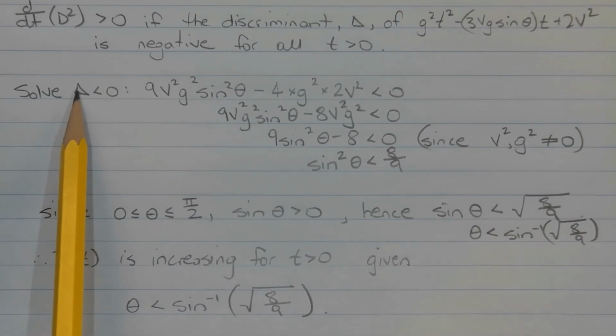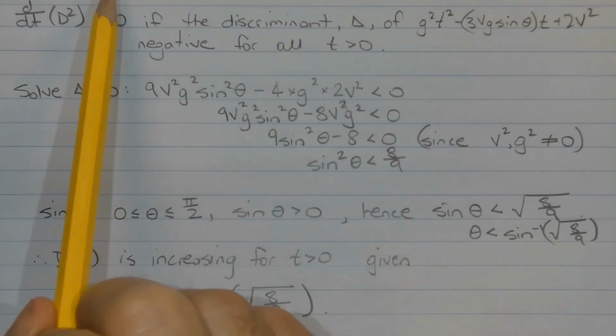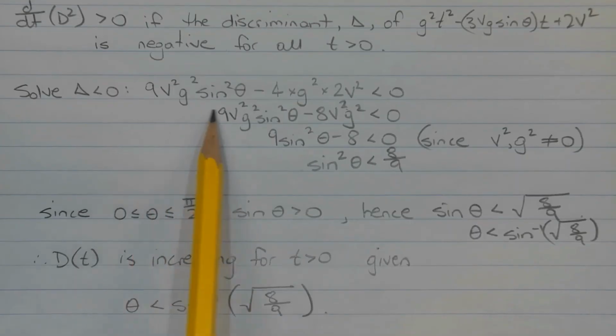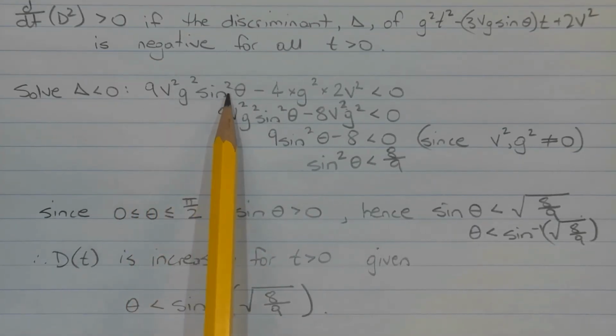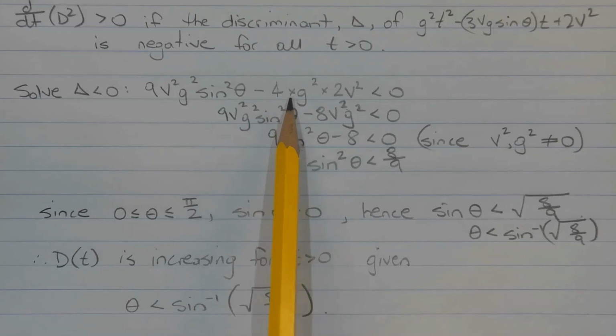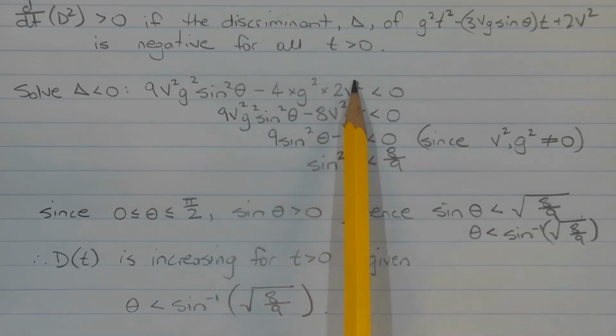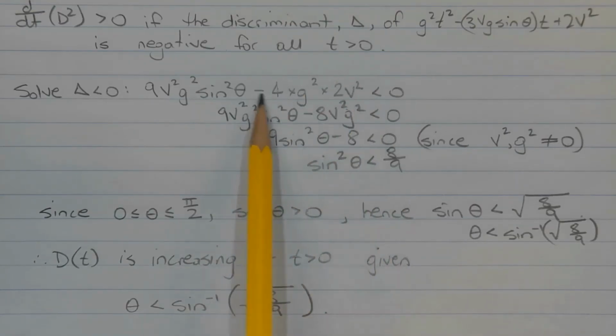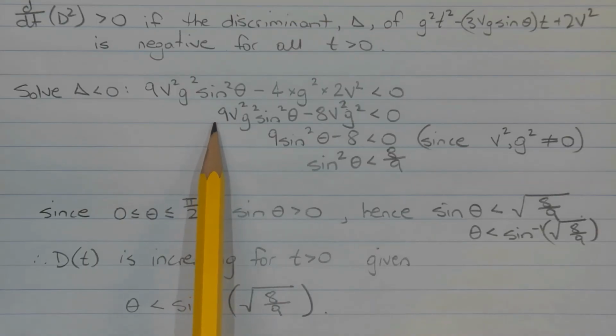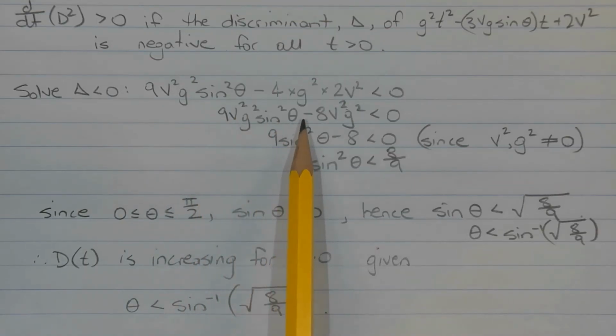So we want to solve the inequality delta less than 0. Now delta is b squared minus 4ac. So that's the component that's inside the surd of the quadratic formula. And using this quadratic expression here, this is our b squared. So 9v squared g squared sin squared theta minus 4ac. So minus 4 times g squared times 2v squared less than 0. So multiplying these terms here together, we get the inequality 9v squared g squared sin squared theta minus 8v squared g squared less than 0.